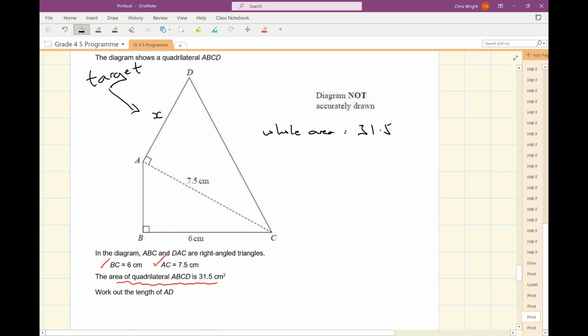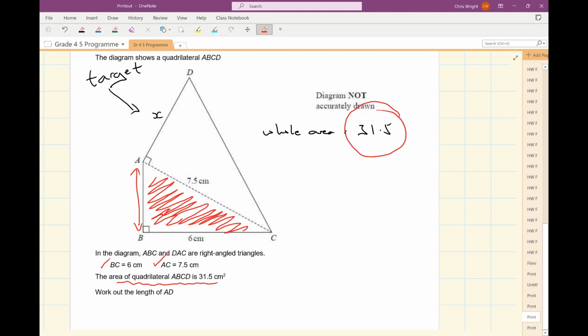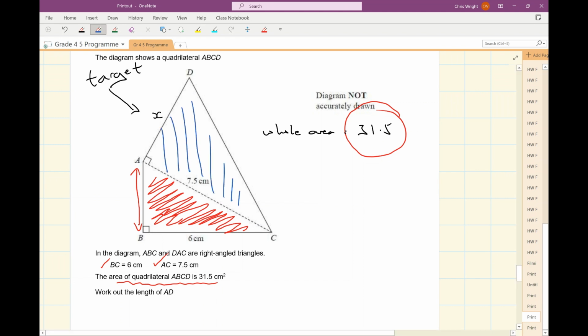Okay. Well, what can I work out to start with? I suppose I could work out this length, AB, because I could use Pythagoras on the bottom triangle. Now, if I worked out that length, then I could work out the area of that whole triangle. And then I could subtract that away from the 31.5, and I'd be left with the area of this triangle. Oh, and if I know the area of the triangle, I know its base, I bet I could then work out what its height was.